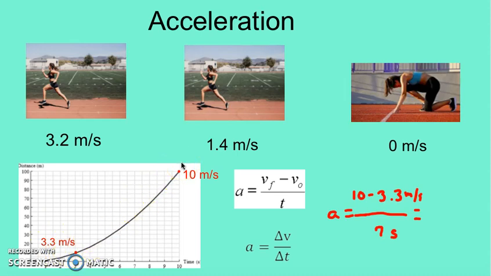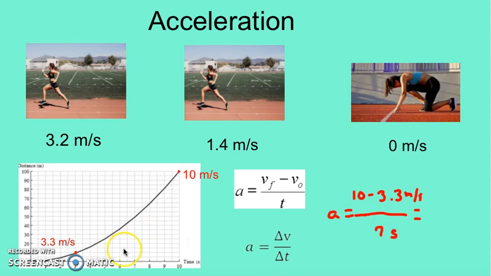Now there happens to be a formula for acceleration. The formula is final velocity minus initial velocity, over time. In other words, change in velocity over change in time. That's probably an easier way to remember it.